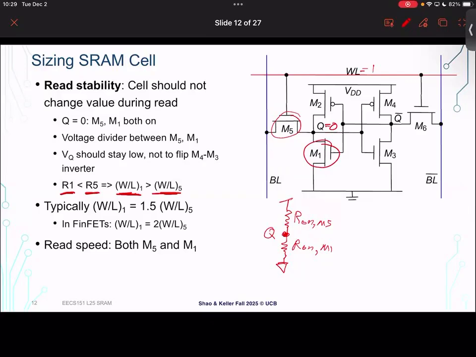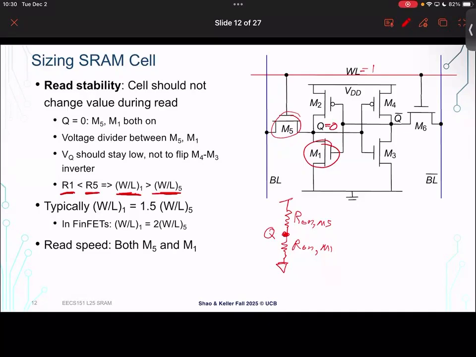Right? If M5 and M1 were equal size, then the voltage at Q would go to VDD over 2 during the read, which is undesirable, right? That might be enough to flip the value being output by the other inverter, and then that would flip the cell. So we want to have lots of margin to make sure that Q stays low. So the typical way to size this is that you would set the size of M1 to be 50% larger than the size of M5.